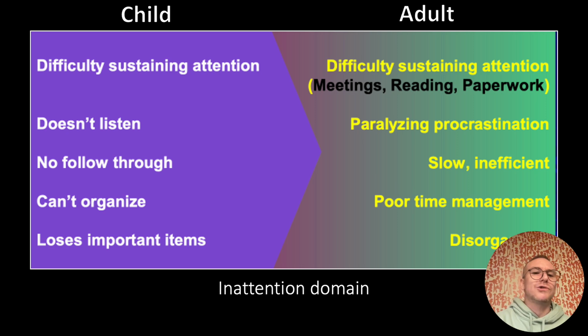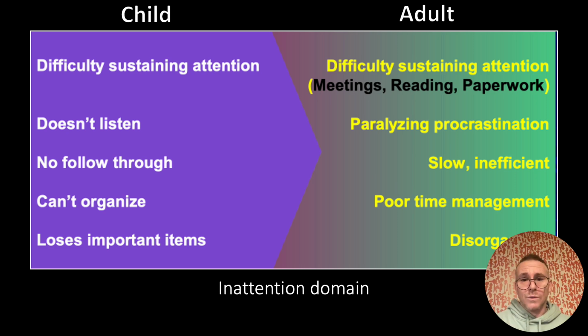So in children, we might see a difficulty in sustaining attention. We see that in adulthood with having difficulties in meetings, in reading, in paperwork, where they're required to sustain attention. In children, we might see this example of not listening, no follow through, can't organise, or losing important items.